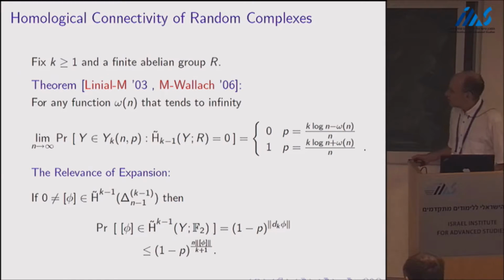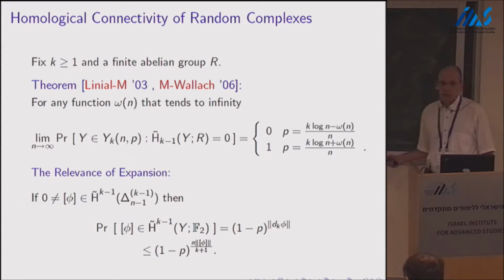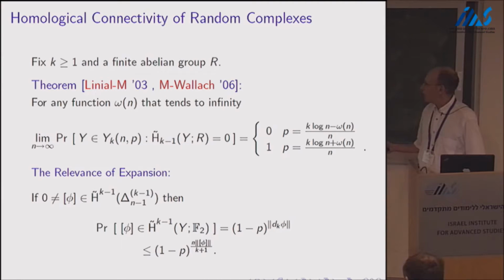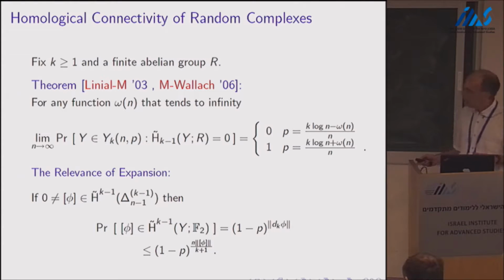Now, you can think that summing over all φ will give you the result, and this is almost correct, because what you get is the right order of magnitude, something like k squared or k cubed times log n over n. To get the exact k log n over n, you have to do something else, but this was the original motivation.